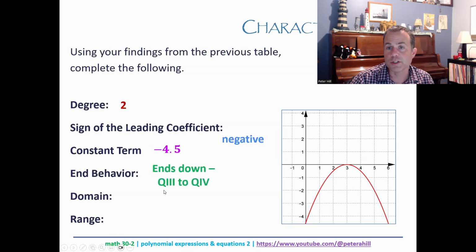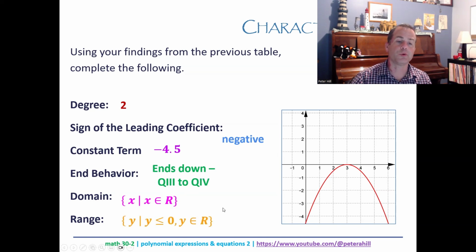The domain is going to be x is a member of the reals here, because this is going to go to the left forever and to the right forever. So all the values of x such that x is a member of the reals. Make sure you're writing domain and range with proper notation. And then the range will be all the values of y such that y is less than or equal to 0 and y is a member of the reals.